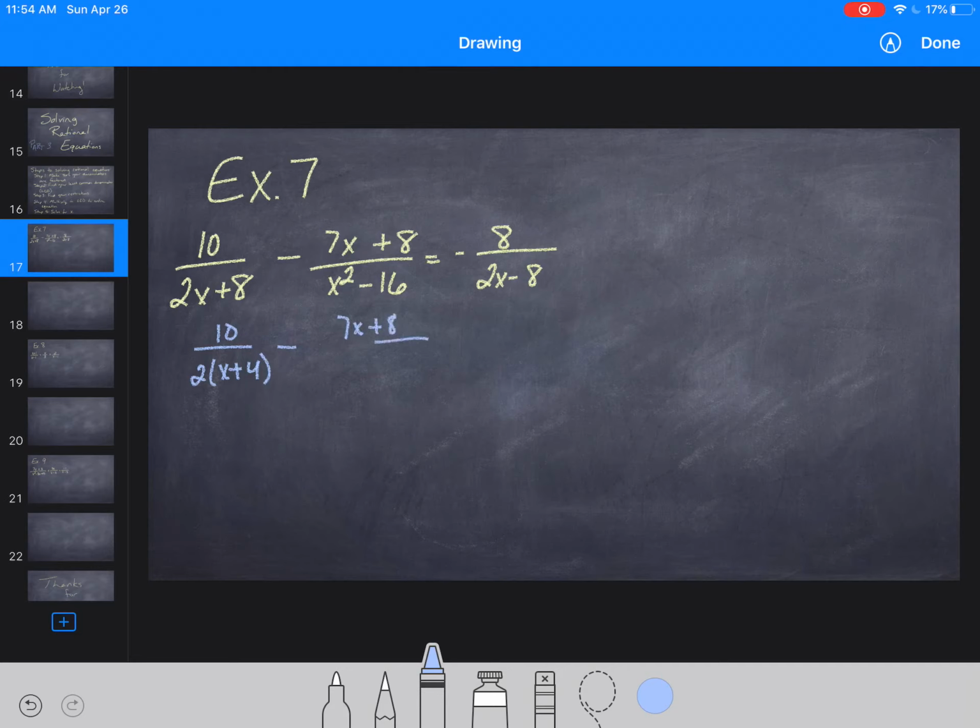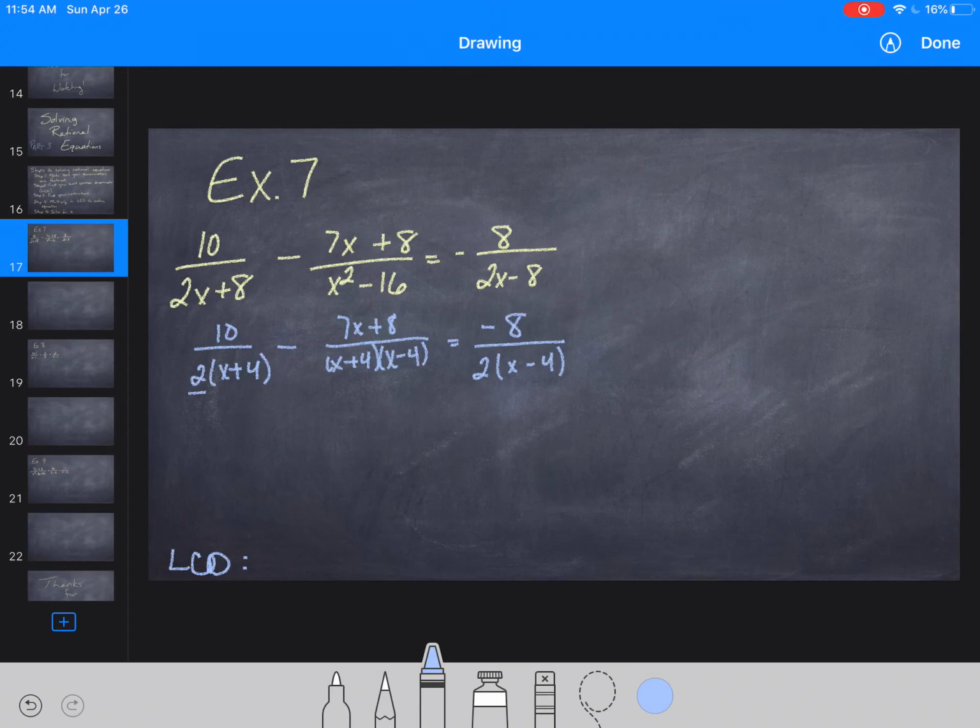With their factored denominators, I end up with 10 divided by 2 parentheses x plus 4, minus 7x plus 8 all over x plus 4, x minus 4, equals a negative 8 all over 2 parentheses x minus 4. Notice I moved that negative sign up to the numerator. You can do that as long as you move it either to the numerator or the denominator.